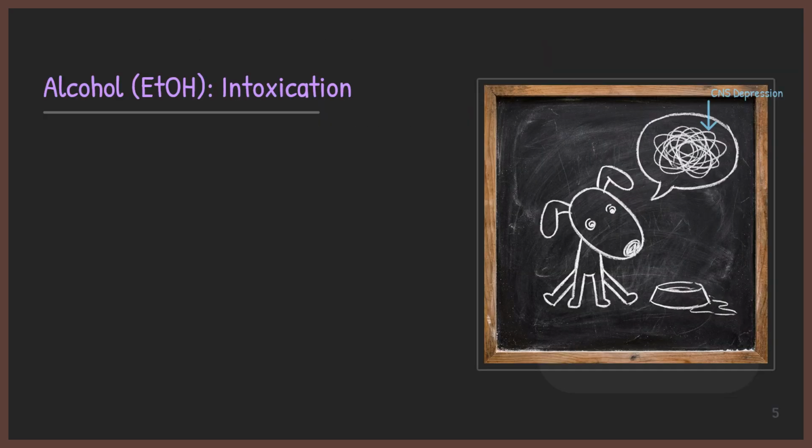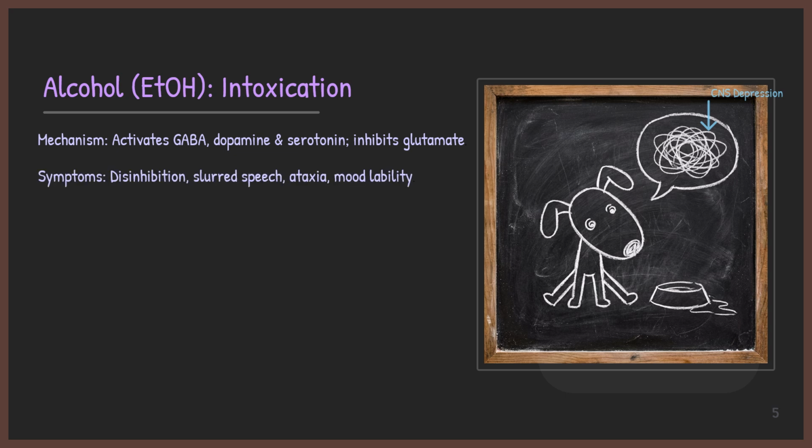Now, alcohol is going to be the most commonly tested substance, and that is because it is legal, lots of people use it, and withdrawal from it can be deadly. The mechanism of action is it does activate GABA, dopamine and serotonin, and it inhibits glutamate. Symptoms include disinhibition, slurred speech, ataxia, mood lability. Just think of a drunk person. That's what intoxication looks like.